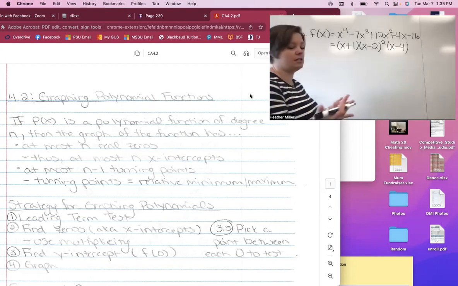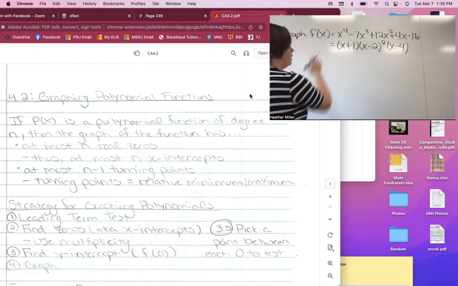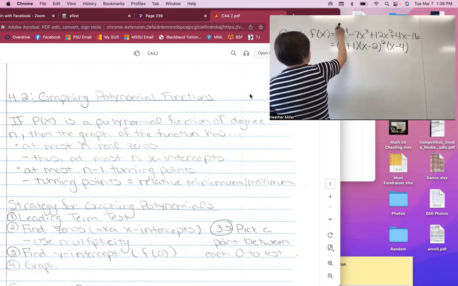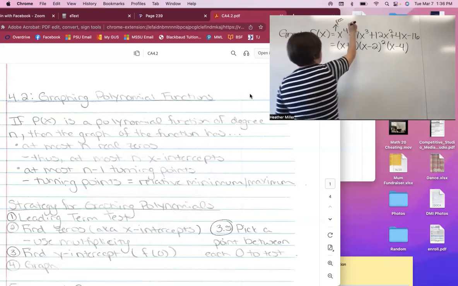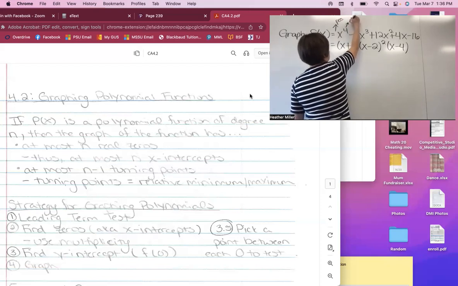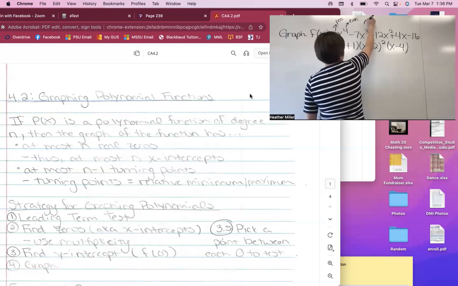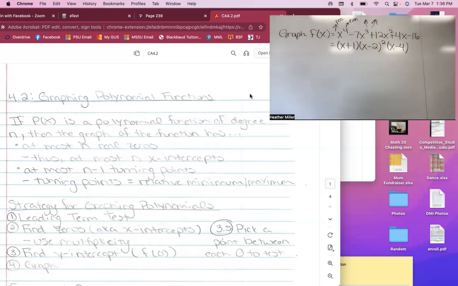But this one they already factored for you, but we still need to look at the leading term test to determine our end behavior. There is no term written in front of our highest degree term, and so we understand that that's just a 1, and there's no sign there, so that means we have a positive. And then we have this 4, which is even. So we have a positive even function. That means we are going to go up and up on our endpoints. So that's good to note at the very beginning.